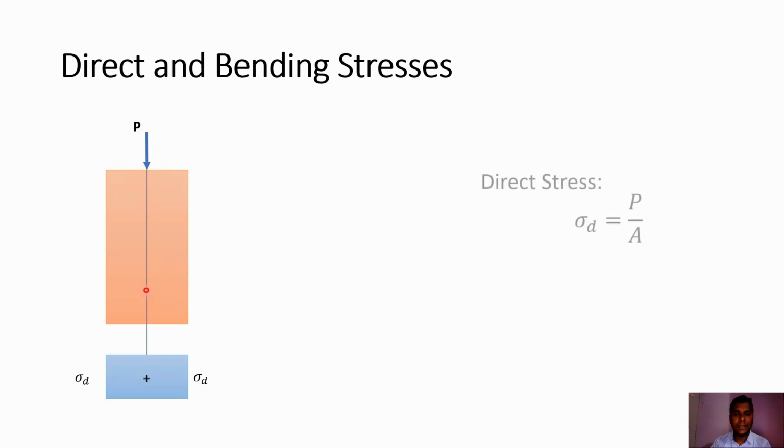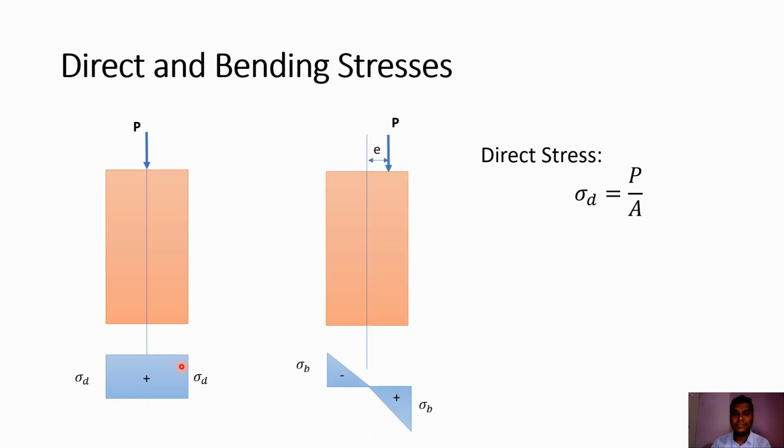In this case, as we studied, direct stress is developed, denoted by sigma d, which is a very simple equation: equal to P upon A. So load per unit area gives us the direct stress. As this load is compressive in nature, the respective direct stress will be compressive. If we draw the stress distribution diagram for this column, all the stresses are compressive in nature and constant or uniform throughout the section.